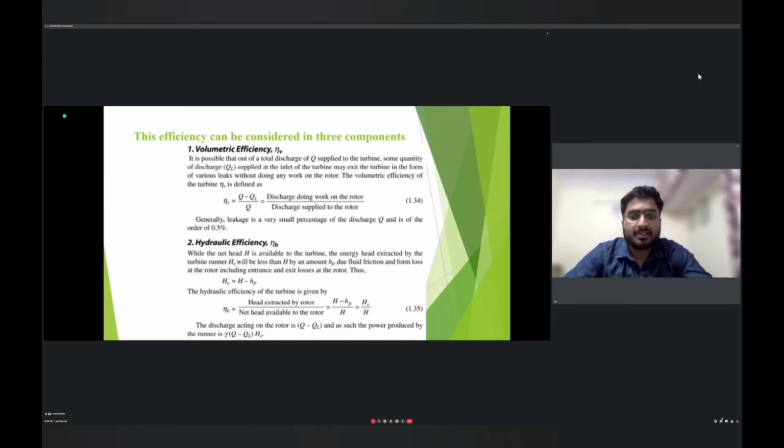The second one is the hydraulic efficiency. While the net head H is available to the turbine, the energy head extracted by the turbine runner, HE, will be less than H by an amount of HF due to fluid friction and losses at the rotor, including entrance and exit loss at the rotor. Thus HE is equal to H minus HF. The hydraulic efficiency of the turbine is given as head extracted by the rotor divided by net head available at the rotor.